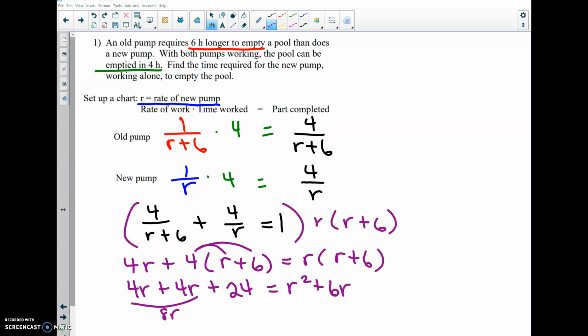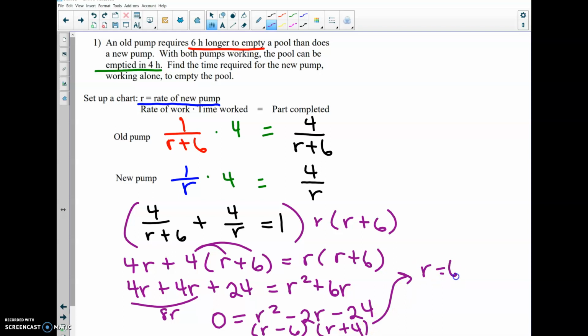Alright, that's what it looks like there. Our R squared term, we have a quadratic equation here. R squared is positive on the right, so I'm going to move over the 8R and the 24. So R squared minus 2R minus 24. Factoring that, R minus 6, R plus 4. Running out of room, going to write over here. So R equals 6, R equals negative 4. We're not dealing with negative time, that one doesn't make sense. So R equals 6.